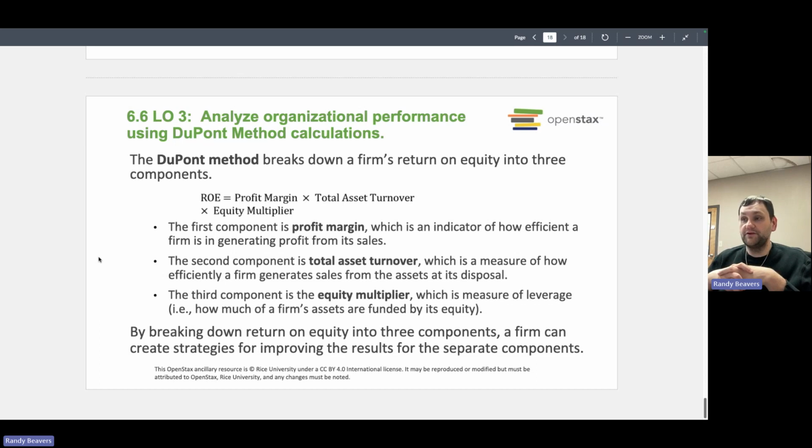I think it would be best for you to focus on generating profit from your sales as well as generating sales from your assets. And look at those things, but note that the equity multiplier is a leverage factor that will amplify the return on equity. But note with leverage, it amplifies profits in good times, but it can also amplify losses in bad times. So word of caution there if you decide to pursue that strategy.